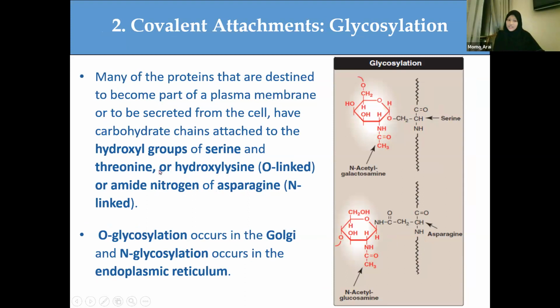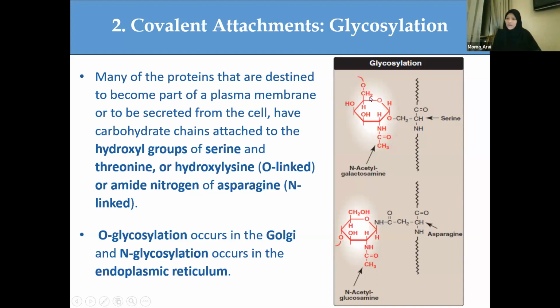Serine, threonine, hydroxylysine undergo something called O-linked glycosylation. Glycosylation has two types, O-linked and N-linked. You can see here, for example, serine has an O-linked, and it's linked to a carbohydrate chain. So that is O-linked glycosylation.